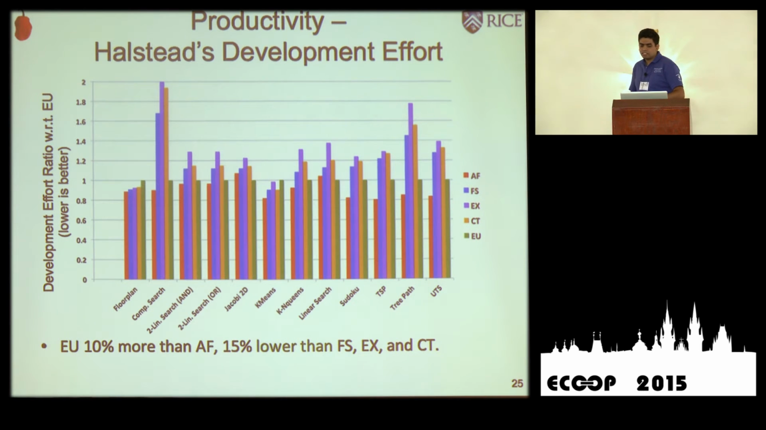And then the other metric is Halstead's development effort. This basically counts the number of tokens in your programs and frequencies of these tokens, and then does some arithmetic to figure out how hard or easy it was to write a program. And this is a useful tool to compare implementations of the same algorithm in the same language, right? Since we were writing in Java, all these variants were written in the same language, so it's a fair comparison to use this metric. And again, we were around 15% better than exceptions, cancellation token, and function scoped approaches.